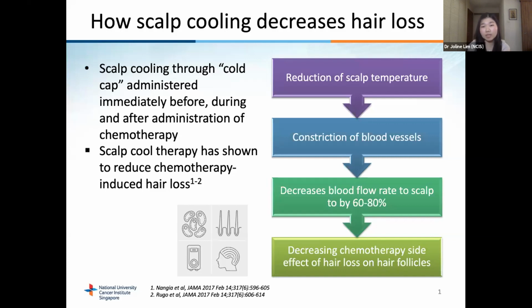So how does it actually work? If you look at the flow chart on the right, you would see that it essentially decreases the temperature of your scalp. When it is cold, your blood vessels become smaller, and with this, there is less blood flow going to the hair follicles. What actually causes your hair to fall off? It is the side effect of the chemotherapy, because chemotherapy kills off cells, and this also injures the hair follicles, which causes the hair to fall off. By decreasing the blood flow to the scalp, it hopefully decreases the damage to the hair follicles and therefore decreases the side effect of hair loss.